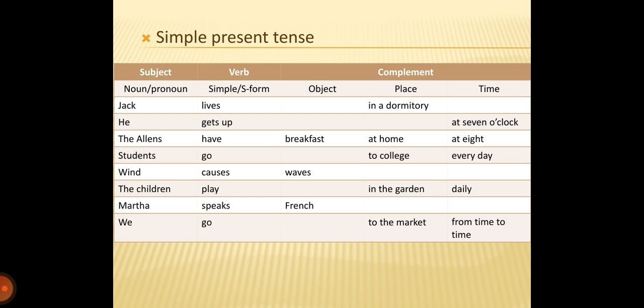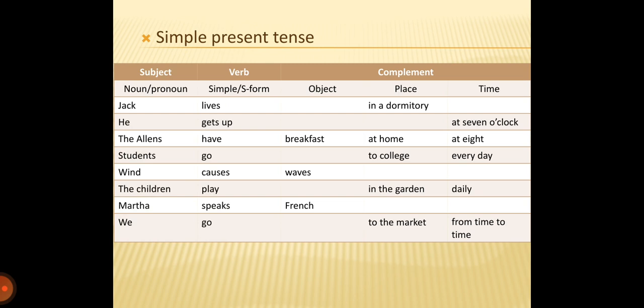In simple present tense, you can see that we have a subject, we have a verb, and in the verb slot we have the basic form of the verb, and in the complement we may have an object, a place, and time. Let us take a look at the time. In time expressions, we use expressions that refer to the event and how it happens regularly, always, usually, most of the time. We have time expressions like at 7 o'clock, at 8, every day, daily, from time to time.